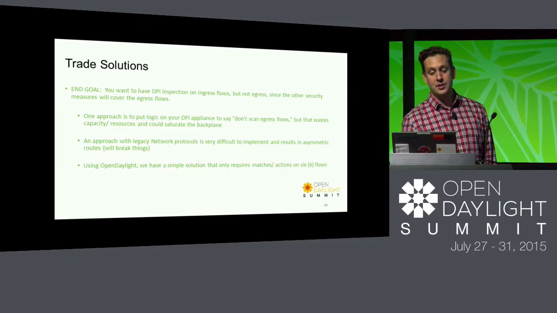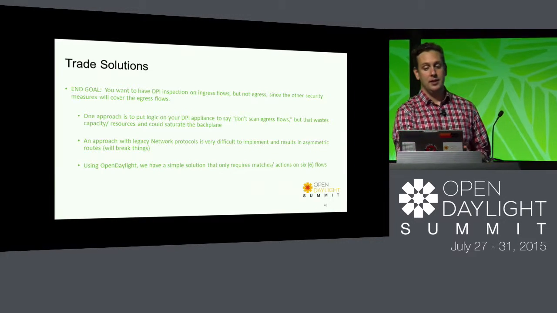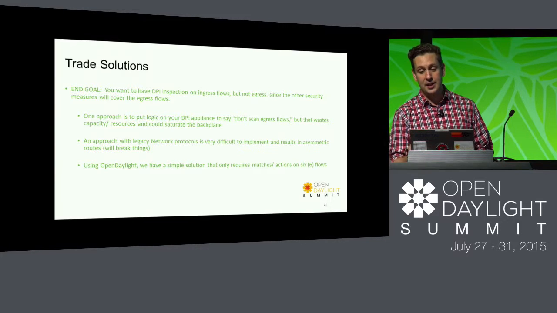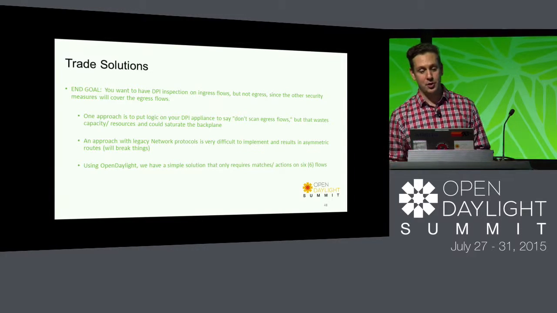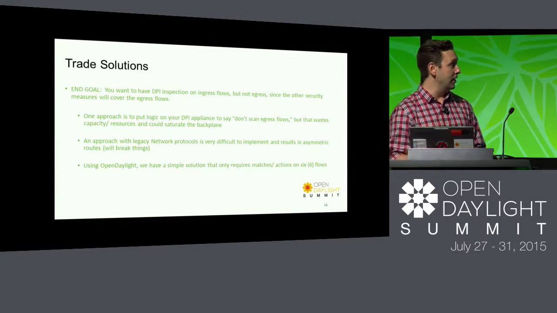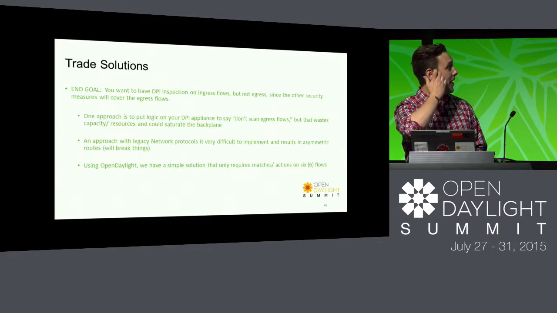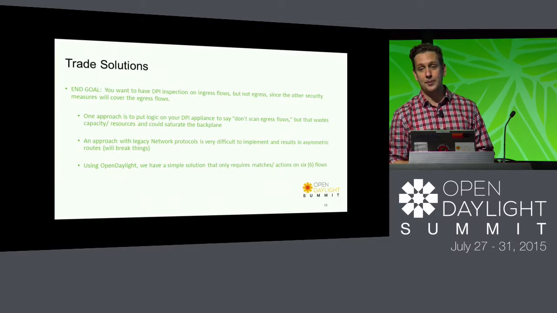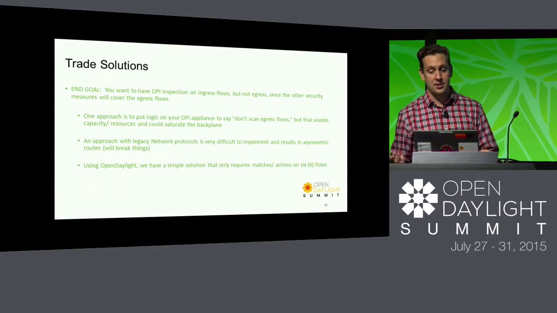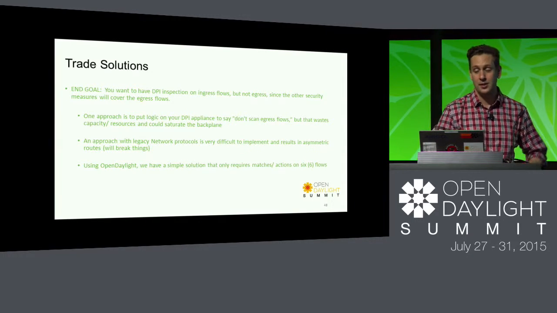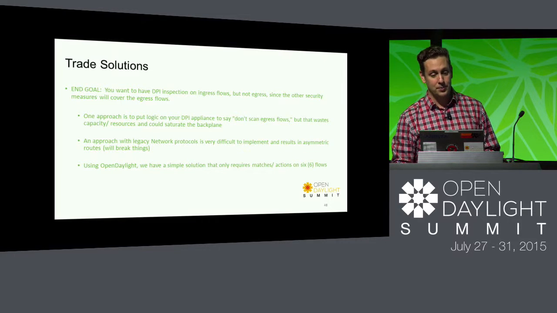The end goal is to DPI inspect the ingress flows, but not the egress flows, since you have other security measures in place. Again, you could put the logic on the DPI appliance, but it might waste capacity, could saturate the backplane, and let's say the egress is 10 gigabits, the ingress is only 1 gigabit, you're going to have to upgrade to that 10 gigabit appliance.